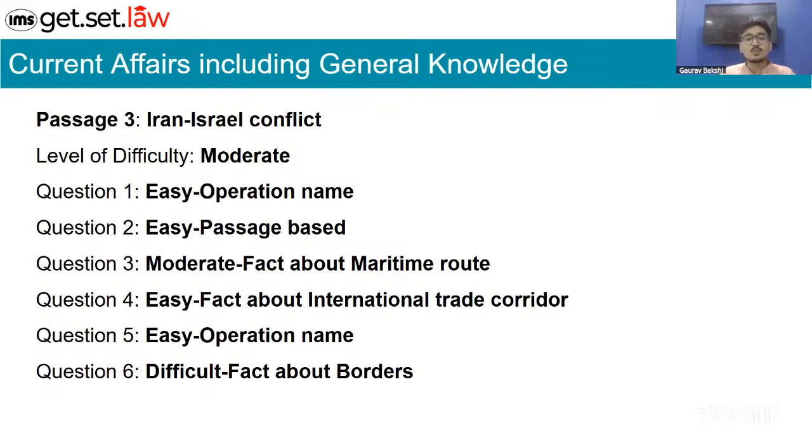Question number 40: which proposed corridor is going to be impacted? The India-Middle East-Europe corridor. This IMEC was unveiled at the G20 summit in 2023 when it was held in India. The Iran-Israel conflict, and any conflict in the Middle East, affects the stability of this corridor. Fairly easy question. Question 5: what was the operation name which India conducted to evacuate its nationals from the conflict zone?